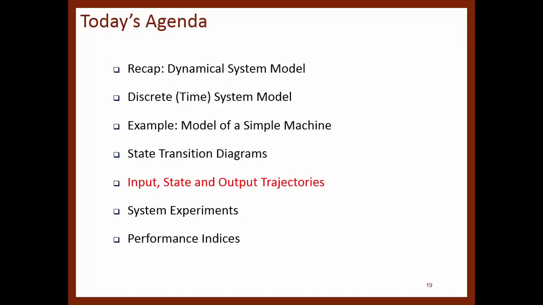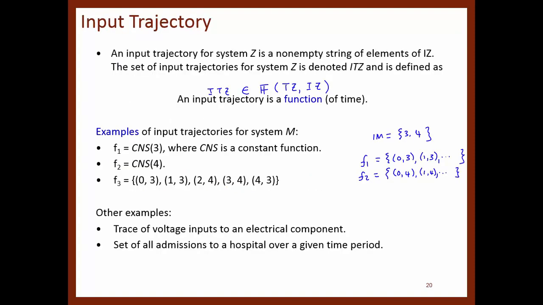Okay, so let's talk about input, state and output trajectories, and why this is important. An input trajectory for system Z is a non-empty string of elements of the input set. So remember your inputs, you have 3 and 4. Now we're going to test our model. If we give this many inputs, let's say we run this for 1 day, and during this day we're going to have this many inputs, we want to see how the model is going to represent the behavior of our system.